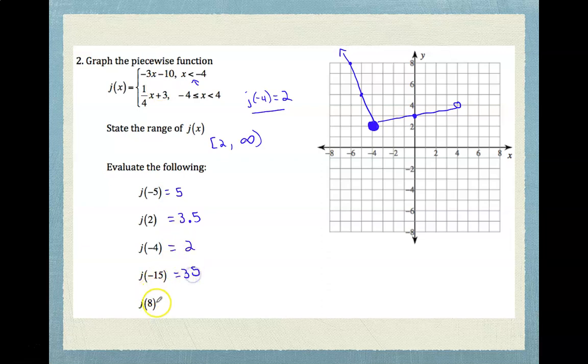All right, now 8 does not fall in the top domain. It does not fall in the bottom domain, which means that j of 8 does not exist. There's no value in the range that corresponds to 8 in the domain because 8 is not in the domain. 8 is outside the domain. So this function stops before we get there, so there's no value for j at that point.